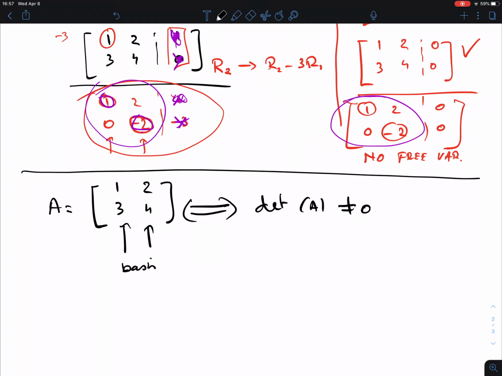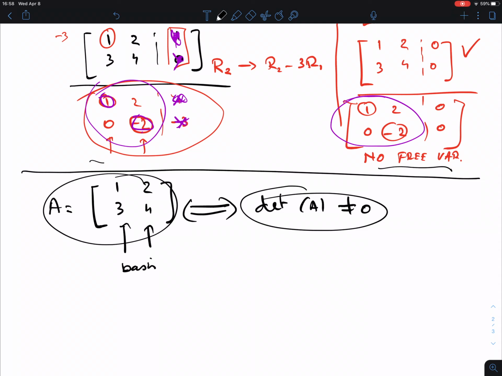Why? I repeat quickly, the determinant being non-zero means that this matrix is invertible. That means that if you row reduce it, its reduced row echelon form is the identity matrix, which means there are exactly, as in this case, two pivots, and therefore there are no free variables and any system is solvable. And now we can do this in any dimension.